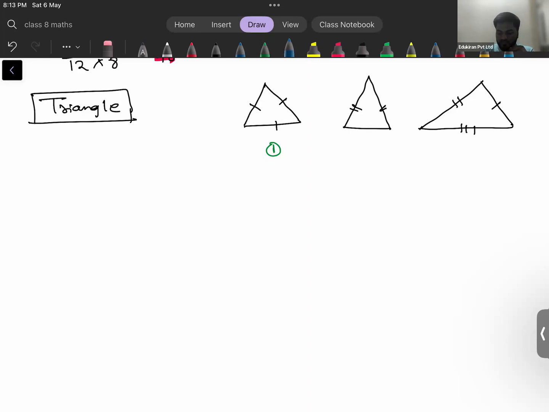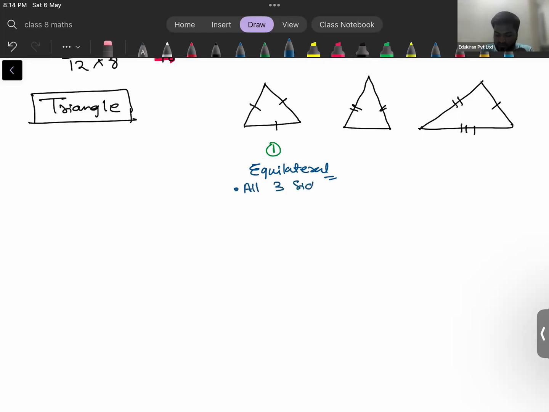That is a triangle, we know that. But based on how many sides are equal and how many sides are unequal, we categorize triangles into three types. One is the equilateral triangle, in which all three sides are equal.